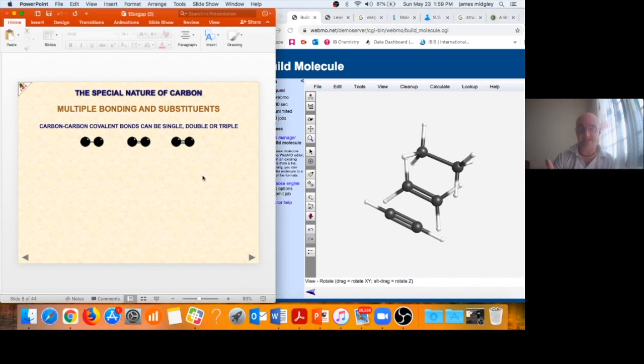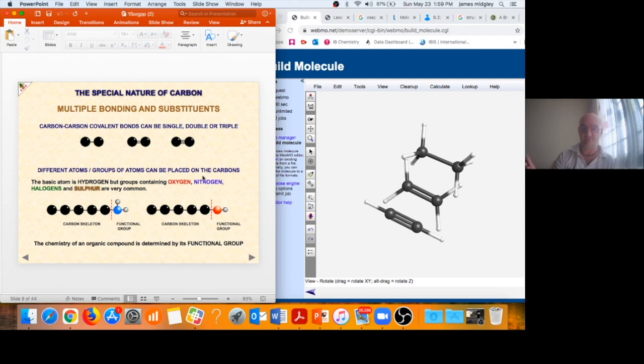Why? Because that gives you a really good insight. If you understand the story behind it, it gives you a really good insight in working out what the products are going to be as we get deeper into organic chemistry. So the basic atom is hydrogen with carbon. We can also have oxygen and nitrogen, and halogens and sulfur are very common.